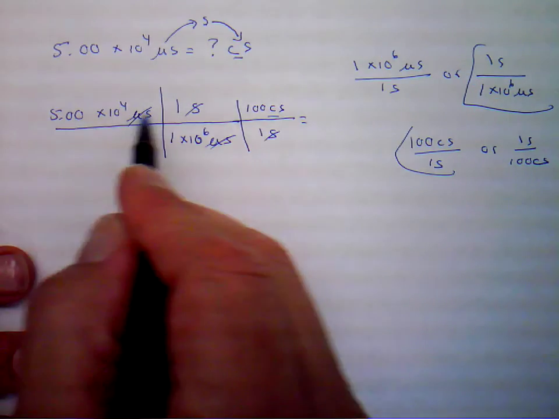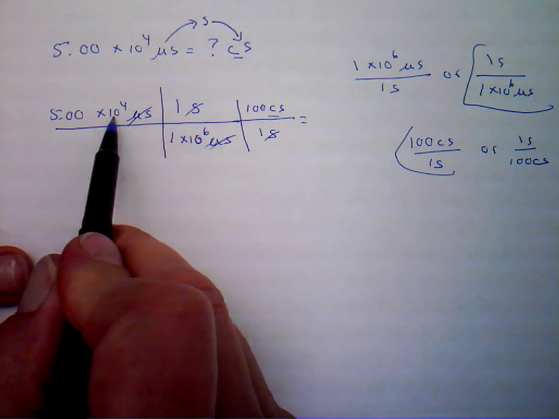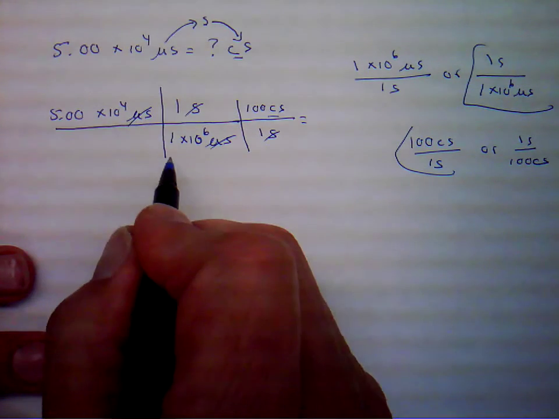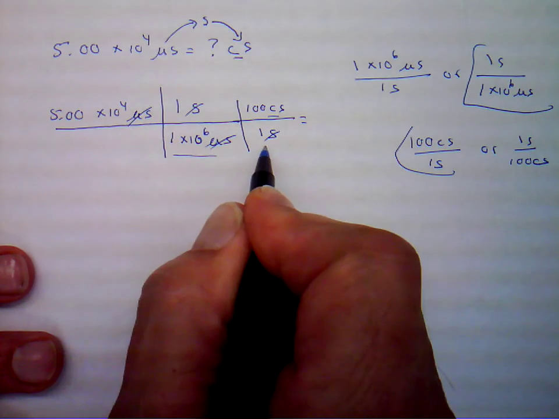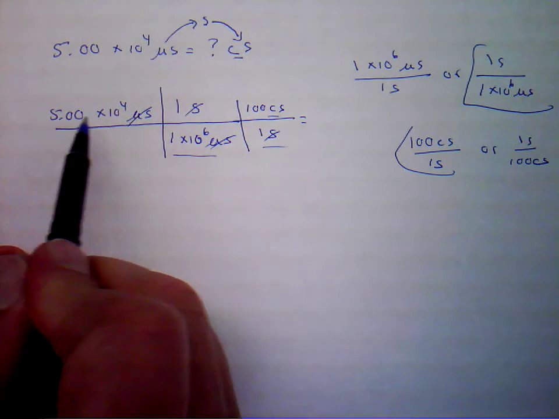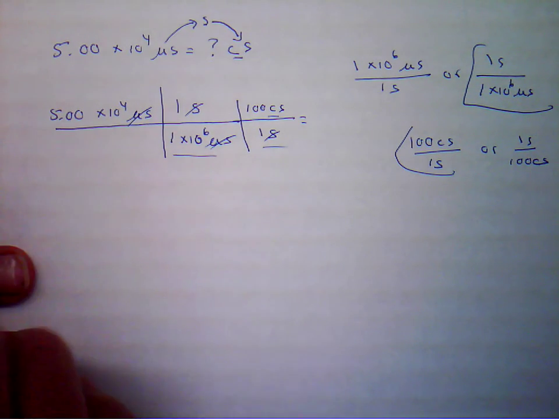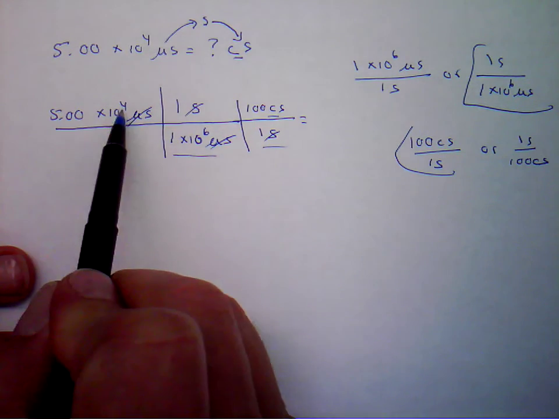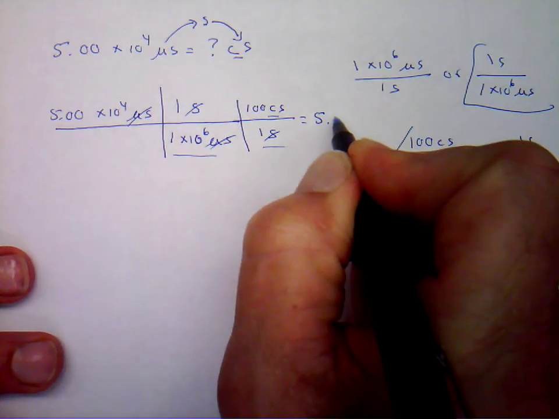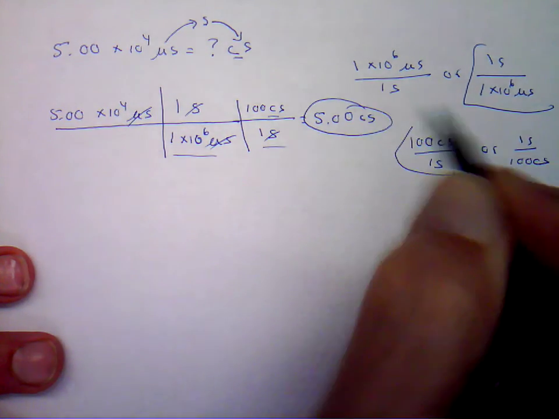Again, we multiply everything on the top, divide by everything on the bottom. So we take 5.00 times 10 to the fourth times 100 divided by 1 times 10 to the 6. Keeping in mind that these conversions are exact conversions, they can have an infinite number of significant digits. So the number of significant digits is determined by our first number, and this number has only 3 significant digits. So we take 5.00 times 10 to the fourth times 100 divided by 1 times 10 to the 6. We should get 5.00 centiseconds for our answer.